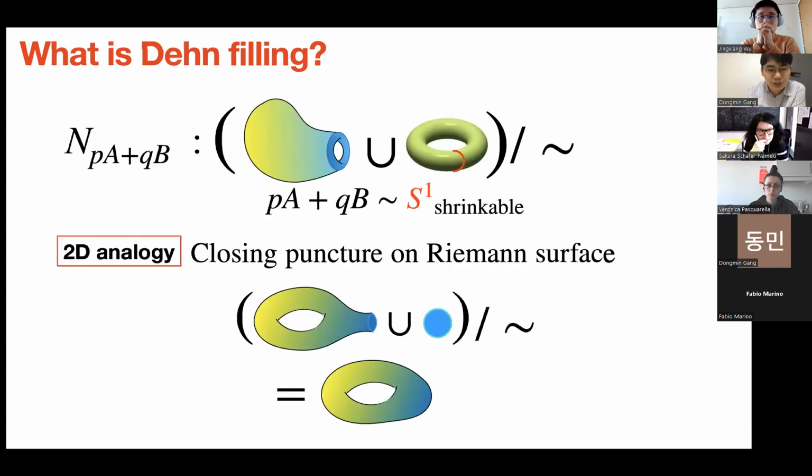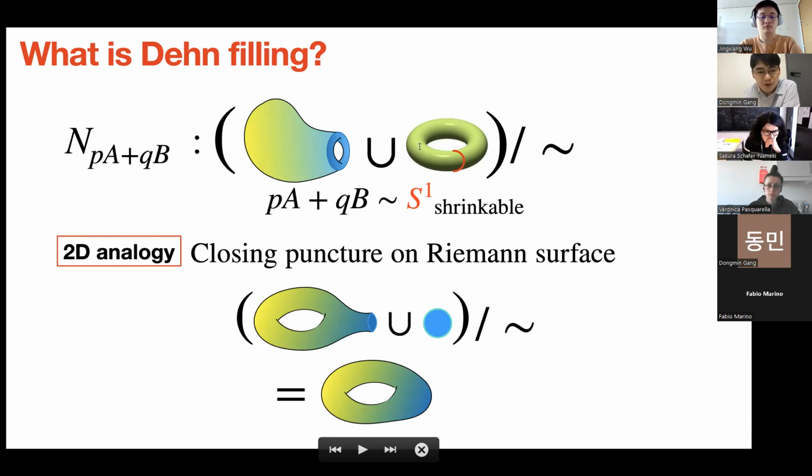And this is Dehn filling procedures. In a 2D analogy, this is analogous to the closing procedure on a Riemann surface. We consider some Riemann surface with punctures, and we close each puncture by gluing in a disk. Then we obtain a closed Riemann surface. One crucial difference is that in the 3-manifold case, there are several options in the closing procedure, labeled by P and Q, and in the 2D case there is no choice, only one way of gluing.